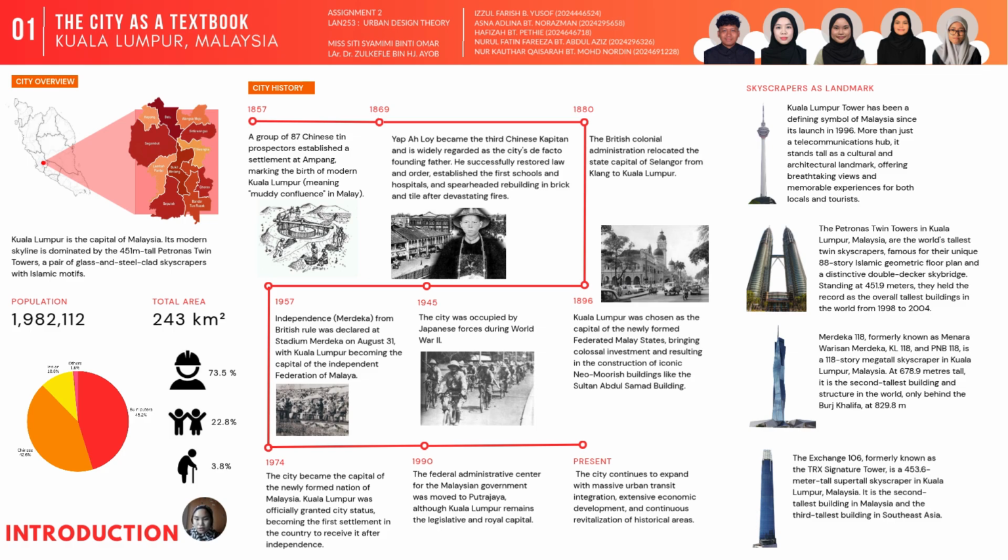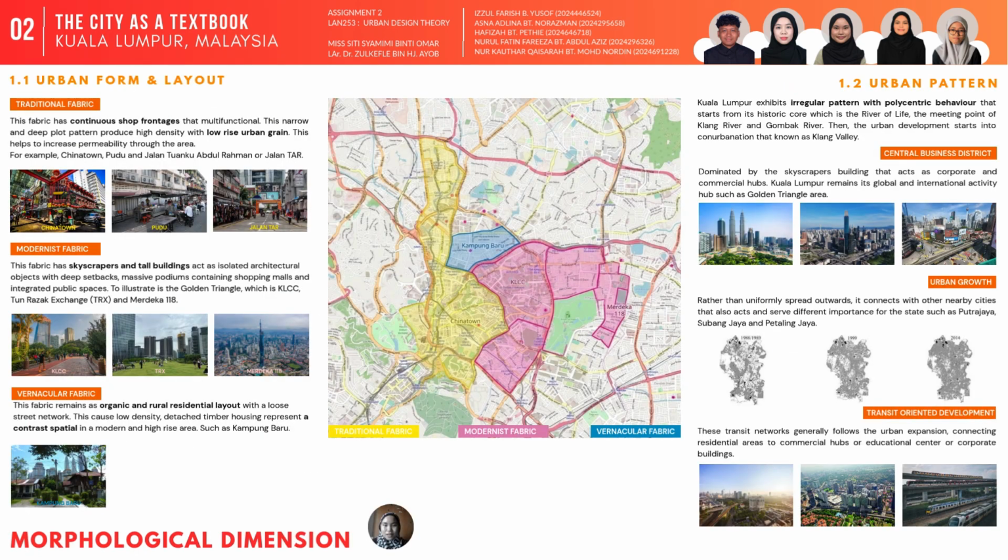Then I will start to talk about the morphological dimension. I'll be talking about the first dimension for this assignment, which is the morphological dimension. In the city of Kuala Lumpur, there are three types of urban form and layout. The first one is the traditional fabric, which has a continuous short frontage that is also known as kaki lima.